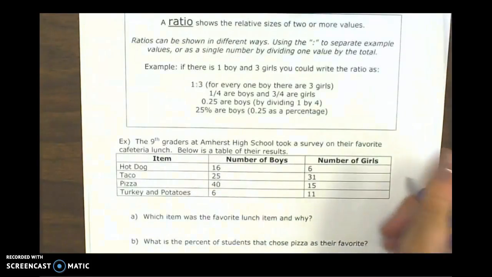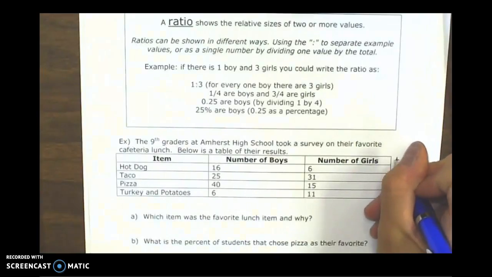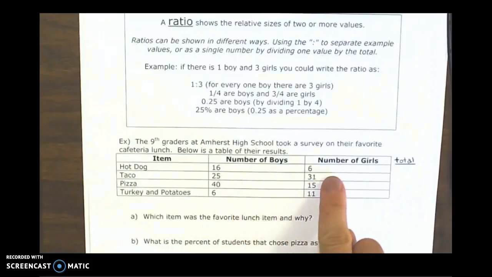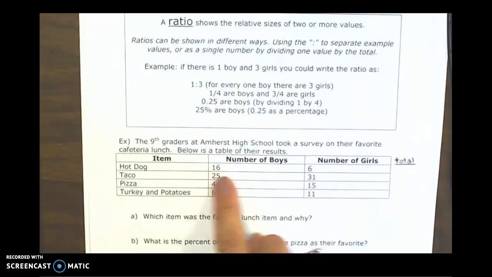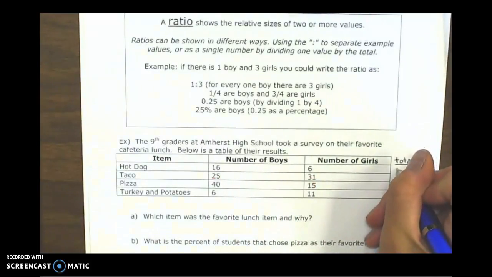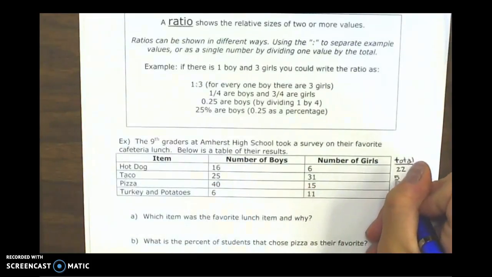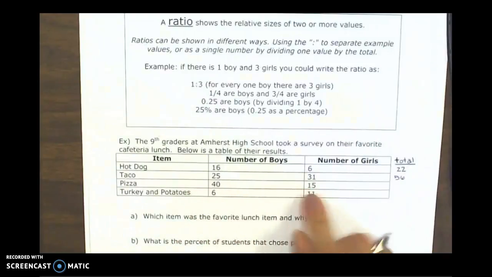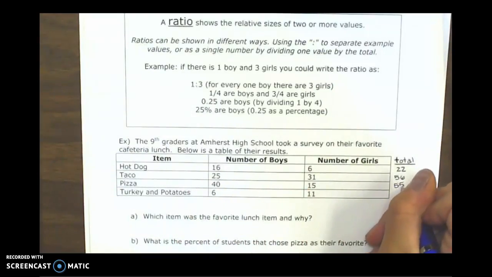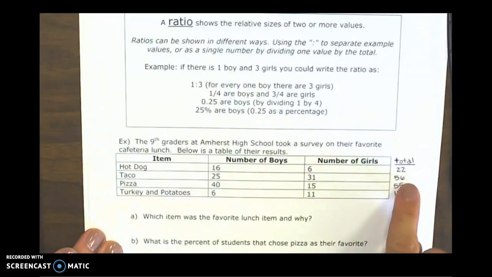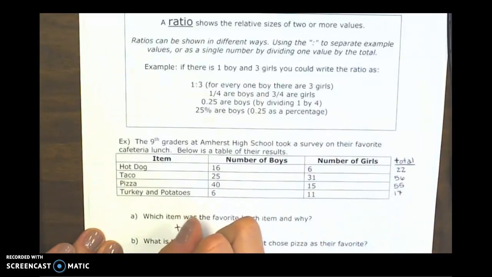So what I'm going to do is add another column, and I'm going to call it my total column. I'm going to go ahead and add the boys and the girls together. So hot dogs, the total that like hot dogs, 22. The total that like tacos, 56. The total that like pizza, 55, and the total that like turkey and potatoes is 17. All right, so which item is the favorite? Well, I can see very easily now that the favorite is taco.